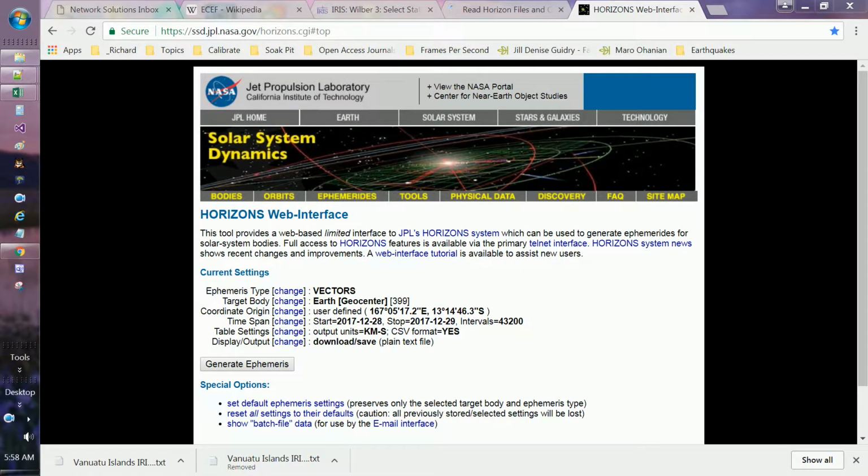Hi, Cliff. I just wanted to record how I'm checking the quality of the calculations at the Jet Propulsion Lab's Horizons system. This is an ephemeris, and in this case, what I'm doing is I took a geocentric position for a target body at this location, which happens to be a particular Vanuatu Island earthquake that occurred.